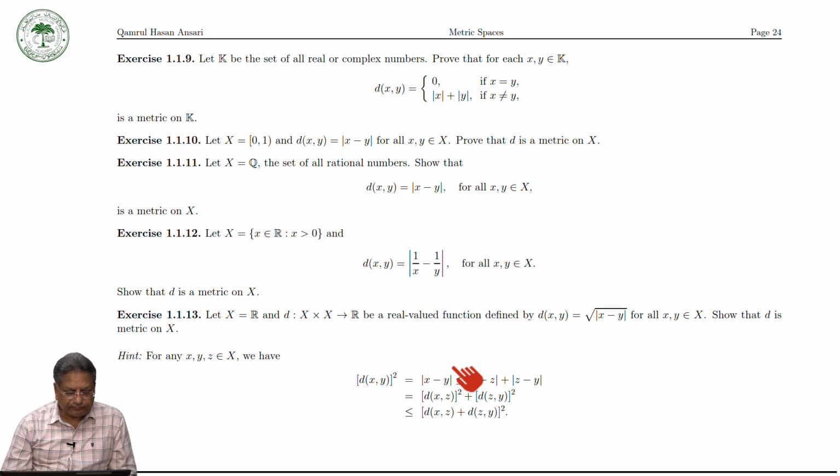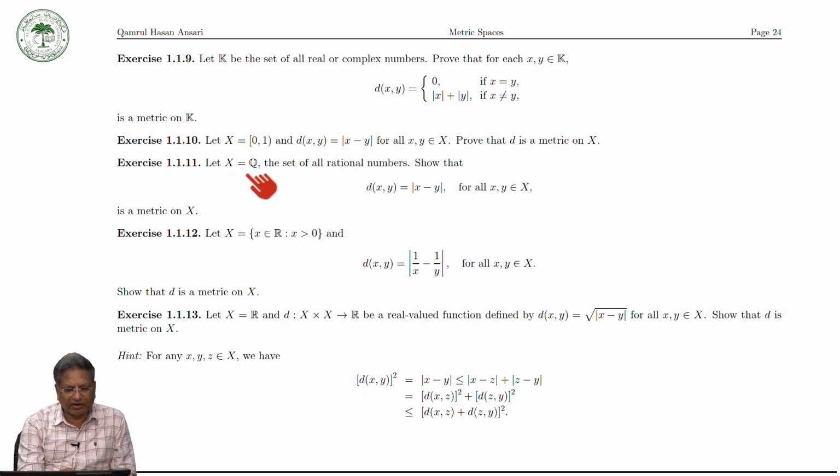Now, let us take another exercise. Suppose K is the set of all real or complex numbers, and all the time this K denotes the set of all real or complex numbers. We define dxy equal to 0 if x is equal to y, and otherwise equal to mod of x plus mod of y, and then you can see that this d is a metric. Now you try to prove that this is a metric on AB. And here you take X equal to 0, 1, with the usual metric on X, then d is a metric on X.